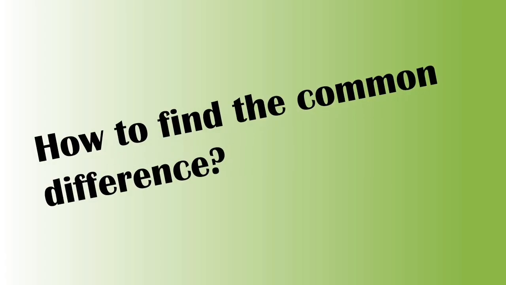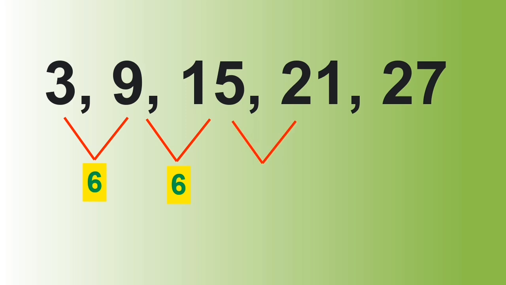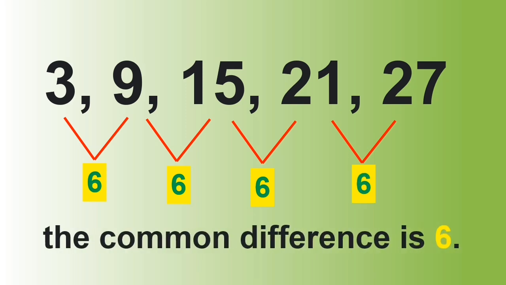How to find the common difference? The common difference is between the consecutive terms. 3 and 9 are consecutive terms. So 9 minus 3 equals 6. 15 minus 9 equals 6. 21 minus 15 equals 6. And 27 minus 21 equals 6. So their common difference is 6.